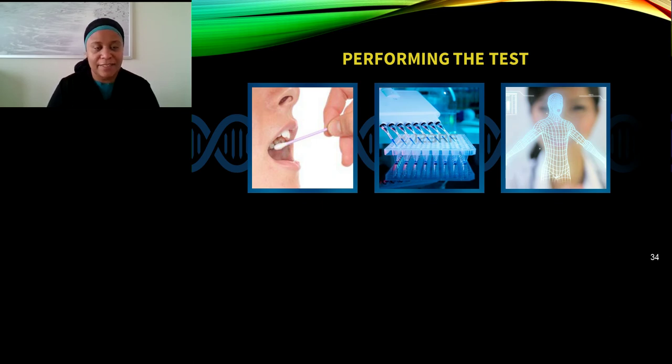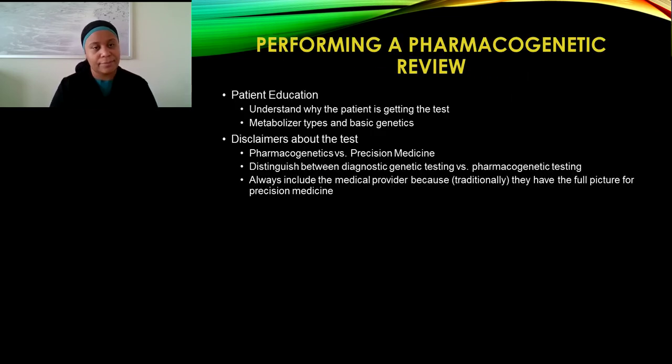Performing the test has been very simple. Mostly in community pharmacy, we've seen the cheek swab approach. So it's a cheek swab on each side, and then the results are sent back to the lab. And it's been an average of 3 to 5 days for the results to come back. Then you get the results, and now you set an appointment to go over the reviews. So again, it's important for the patient education component.